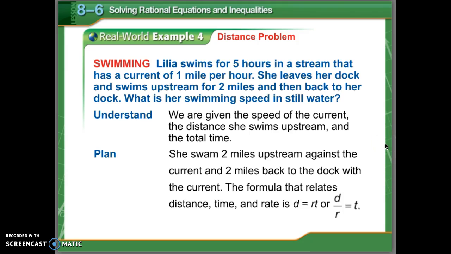So the first thing we have to think about is that we're given the speed of the current in the stream. So we know the distance that she swims upstream, and then we know the total time that it takes her, because it takes her 5 total hours. So using that information, we need to come up with an equation to model the situation for distance. And anytime you have distance and you have a speed that something is traveling at and a time, you need to use the equation distance equals rate times time. Or you can solve for time and have time be distance divided by rate.